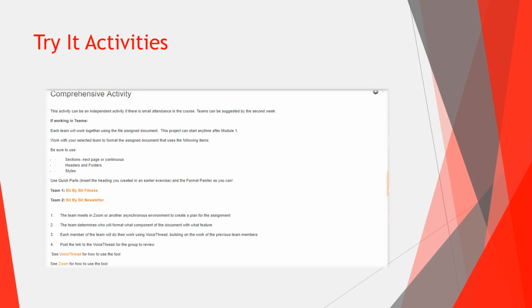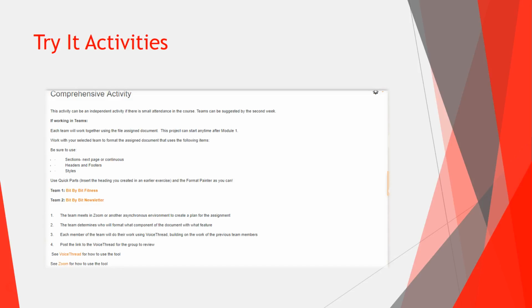In the comprehensive activity, the idea is that the folks in the course work in teams. Now, if for some reason there's low registration in the course, then this activity could be an independent activity. So in this module, scrolling down, there would be an area. If it's an independent activity, this is what would happen. But let's imagine we have enough folks in the course to work in teams.